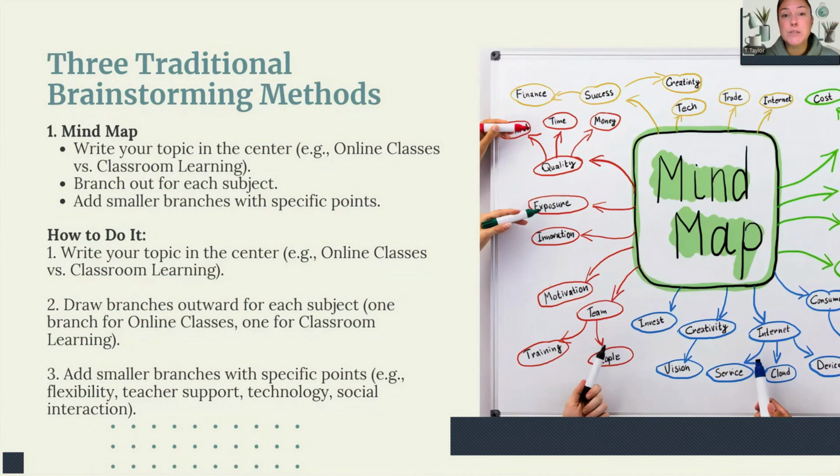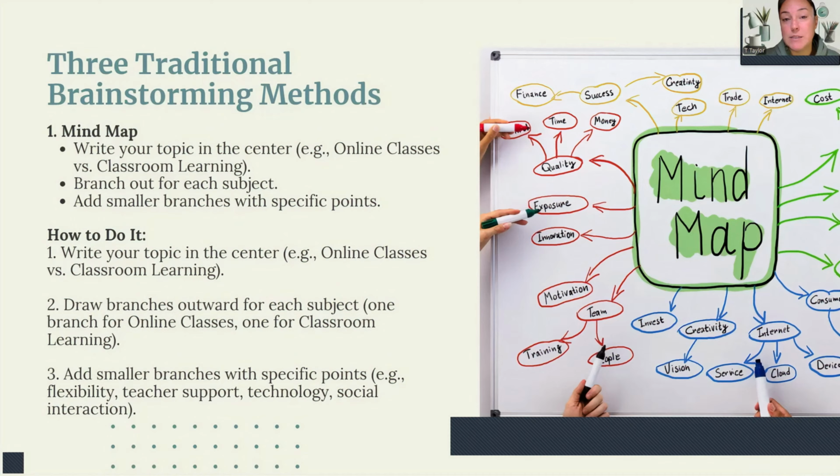So the 3 traditional brainstorming methods are, first of all, for the mind map, what you want to do is write your topic in the center. For example, you could write in the center of the page or center of the image on your screen. You could write down online classes versus classroom learning, and then all of your thoughts, ideas and knowledge you have about that, branch out for each of the subjects. You could add smaller branches and specific points.